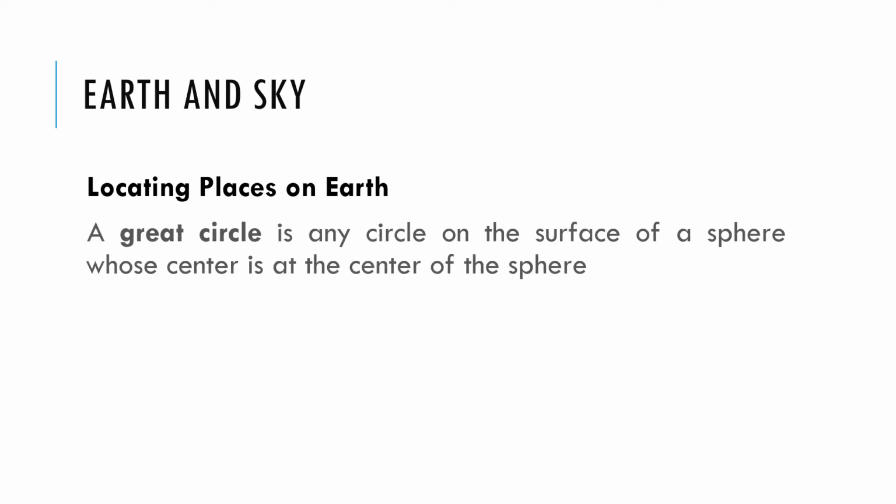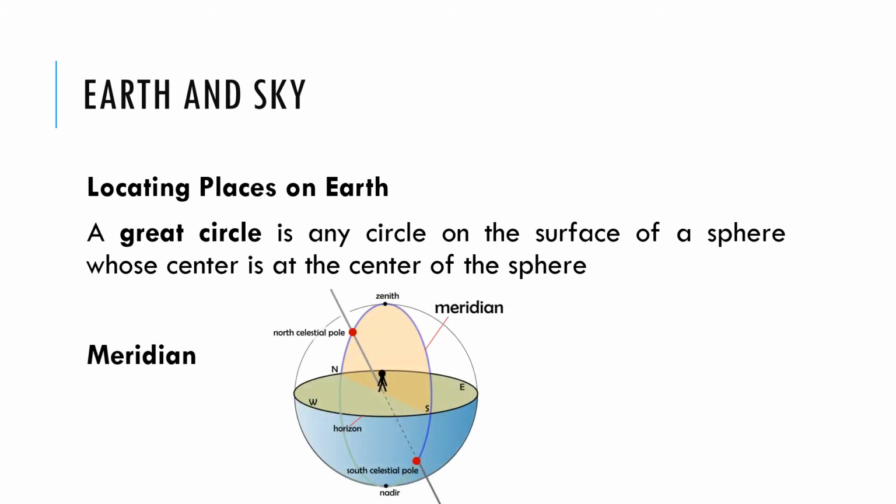Locating places on Earth. A great circle is any circle on the surface of a sphere whose center is at the center of the sphere. For example, Earth's equator is a great circle on Earth's surface, halfway between the north and south poles. We can also imagine a series of great circles that pass through both the north and south poles. Each of these circles is called a meridian. They are each perpendicular to the equator, crossing it at a right angle.